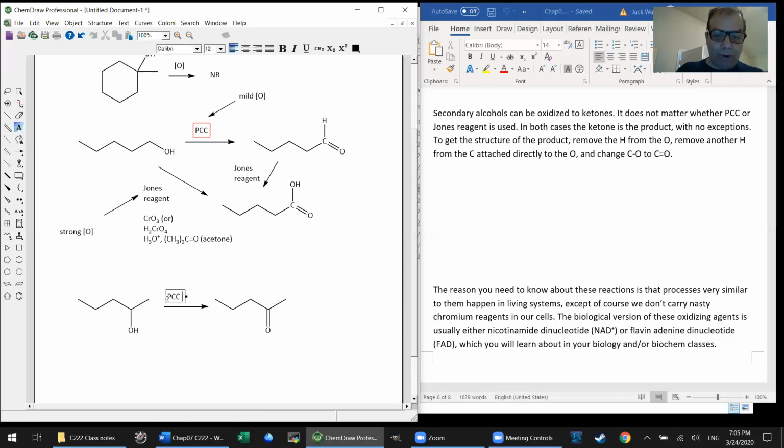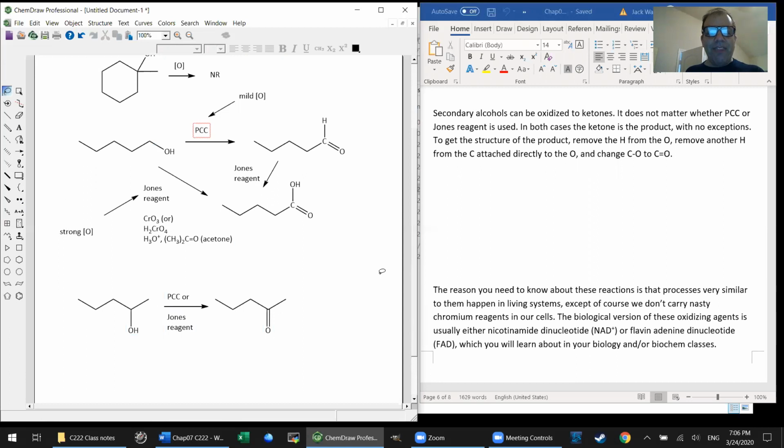Pretty simple. And so this is whether you use PCC or Jones reagent. It doesn't matter. If you treat 2-pentanol with PCC, you will get 2-pentanone, this ketone. If you treat 2-pentanol with Jones reagent, you will get the same ketone in both cases. That's the only possible oxidation product. So the only one where you have choices, so to speak, is with primary alcohols.